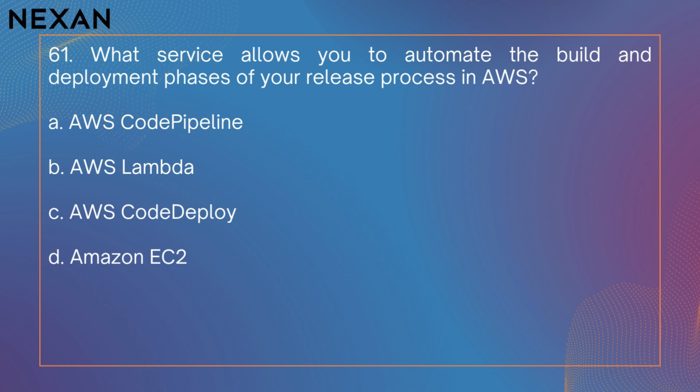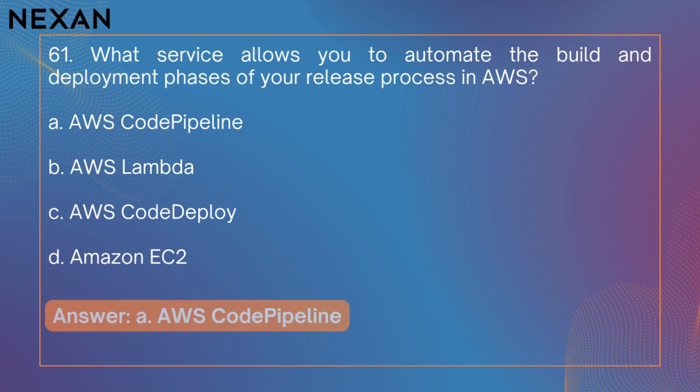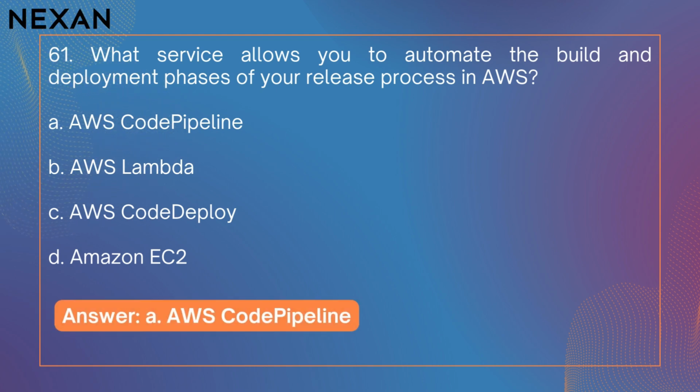61. What service allows you to automate the build and deployment phases of your release process in AWS? A. AWS CodePipeline. B. AWS Lambda. C. AWS CodeDeploy. D. Amazon EC2. Answer: A. AWS CodePipeline.